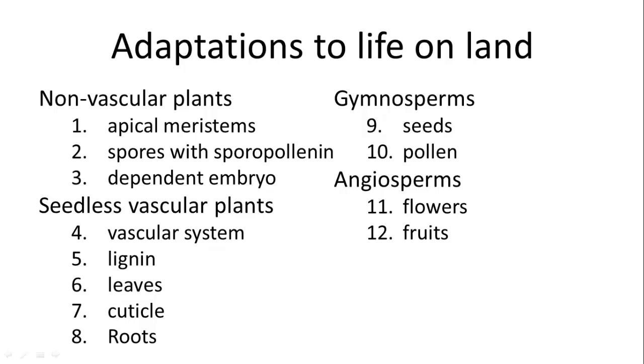Alright, so we're going to talk about each of these characters as they relate to our different groups. Non-vascular plants have apical meristems, sporopollen, and dependent embryo. Seedless vascular plants have all those, as well as a vascular system, lignin, leaves, cuticle, and roots. Gymnosperms have seeds and pollen, as well as the rest of those, and angiosperms have everything, including flowers and fruits.